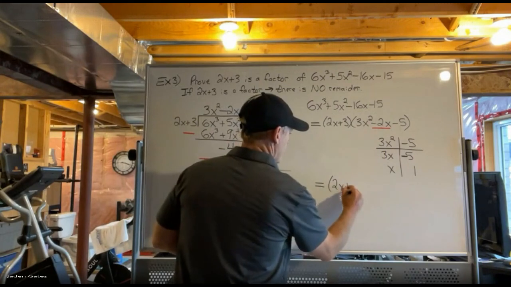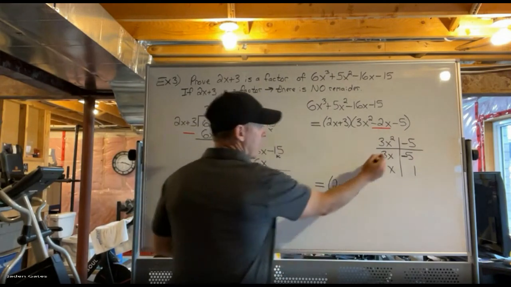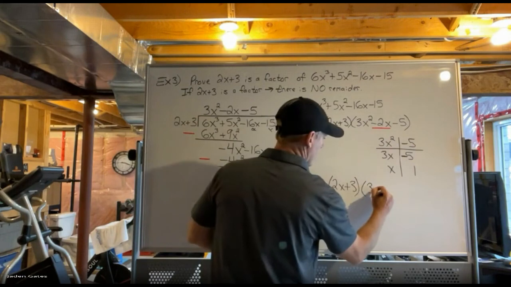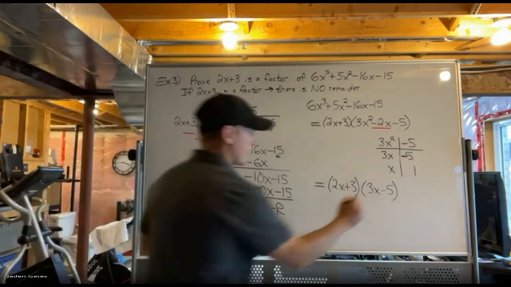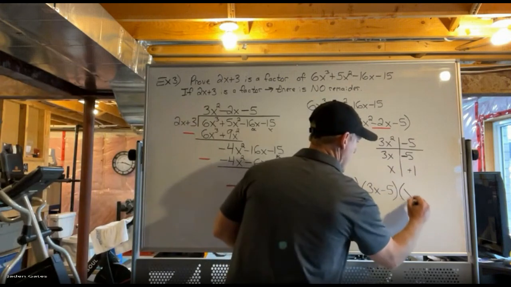2x plus 3 times, one of my other factors there is the 3x minus 5. And then the other one is, this is a positive 1 here, so it is an x plus 1.